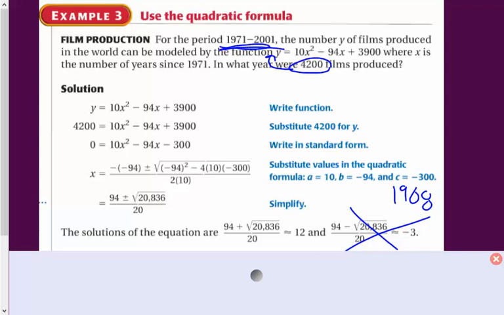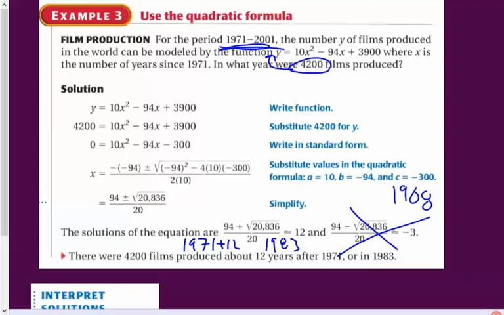This 12 here, we take 12 years from 1971, and we'd add 12 years to that, and we'd get 1983 for our answer. So there you go. In 1983, there was 4,200 films produced according to this formula.